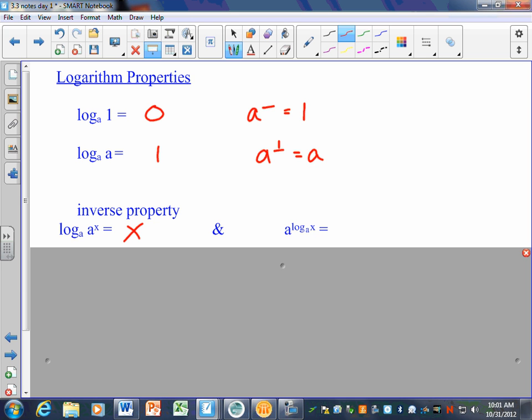And the same thing with this, it's just the other way around. It's exponential raised to a logarithmic, but again, notice the bases are the same, and you just get x back. That's how we can solve these equations. We'll get into that later.